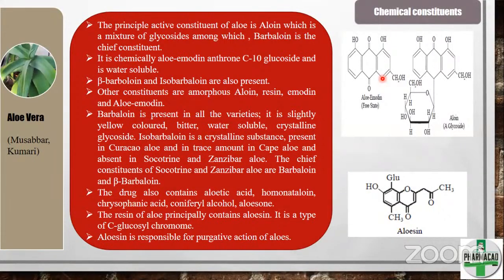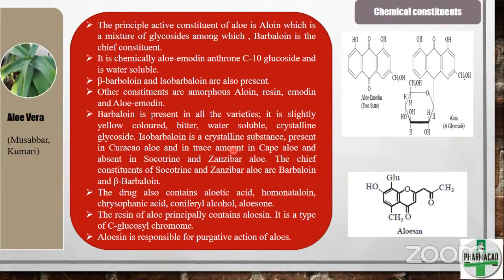Okay, chemically aloe-emodin anthrone is a C10 glucoside and is water soluble. Beta barbaloin and isobarbaloin are also present. Other constituents are aloin, resin, emodin and aloe-emodin. Now barbaloin is present in all varieties. Okay, so in all four different types of varieties that we saw, barbaloin is present. It is a slightly yellow colored, bitter, water soluble, crystalline glycoside. Now isobarbaloin is present in curacao and in trace amounts in Cape aloe, but it is absent in socotrine and Zanzibar aloes.